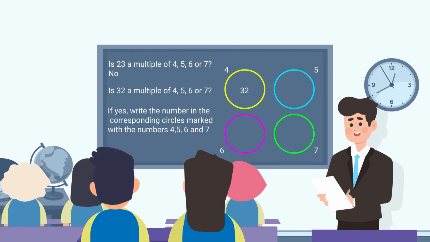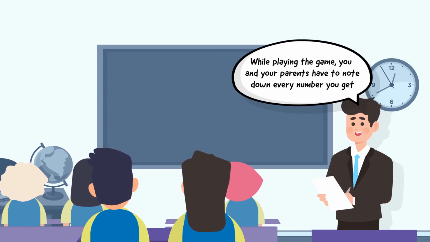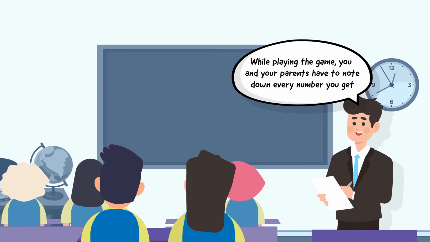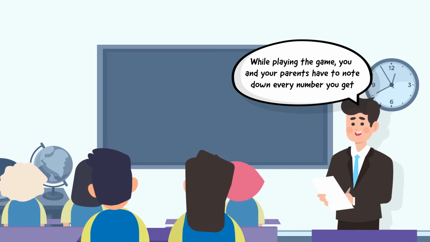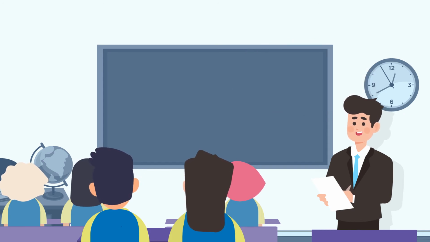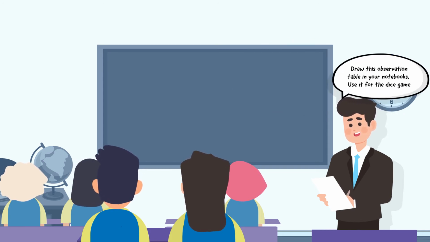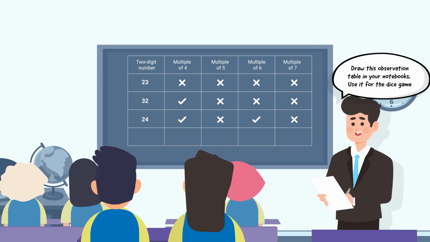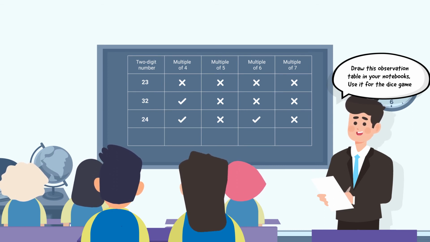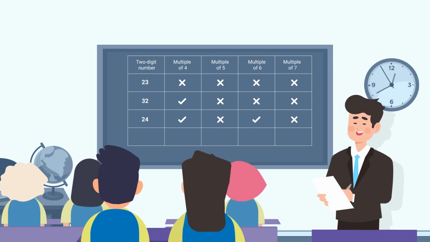Also, inform the students that they as well as their parents will have to maintain an observation table to note down every number that they get and record their observations accordingly. Draw the observation table on the blackboard for the students to copy in their notebooks and note some examples in it so that it is easier for them to understand.